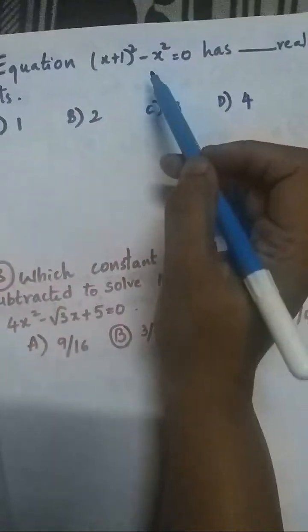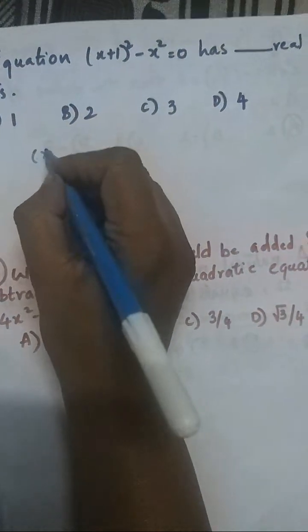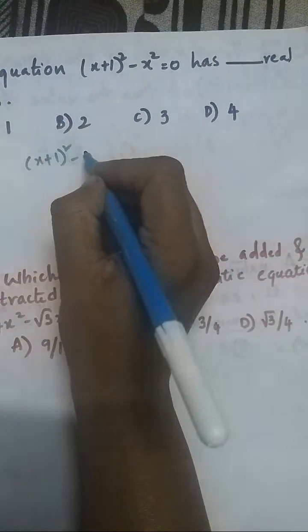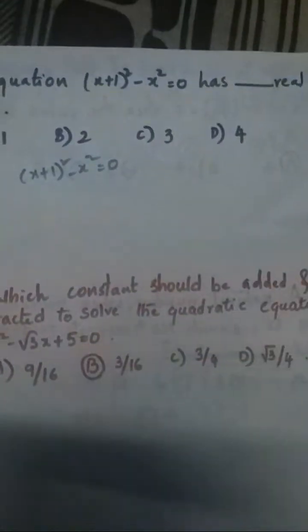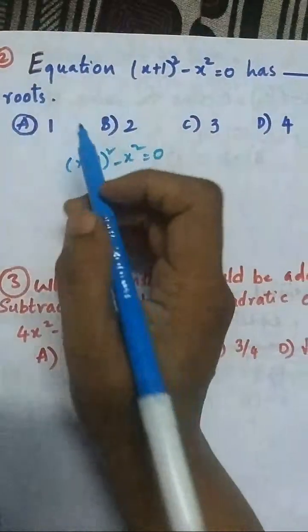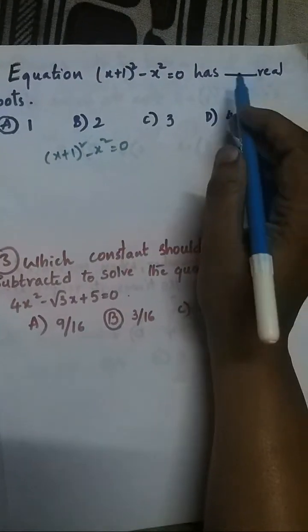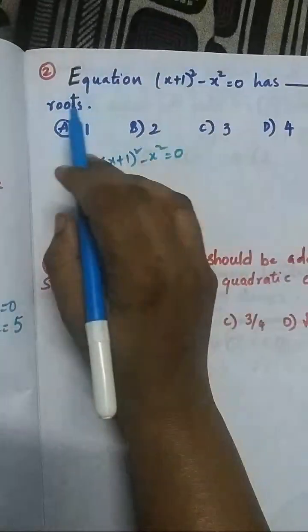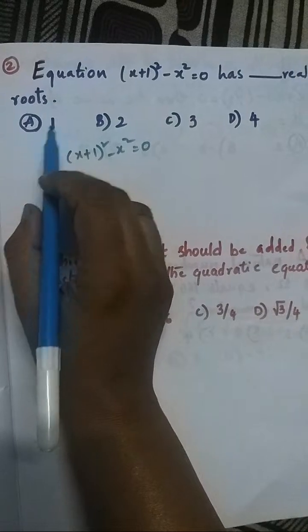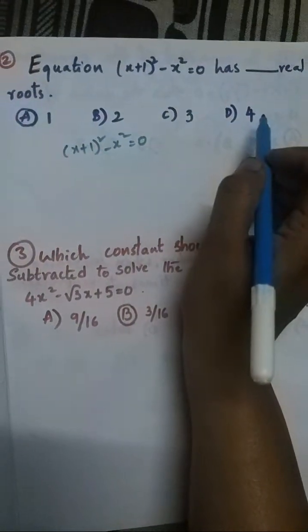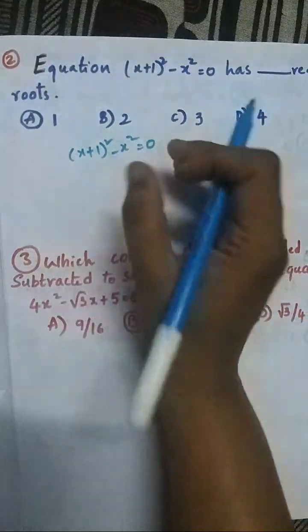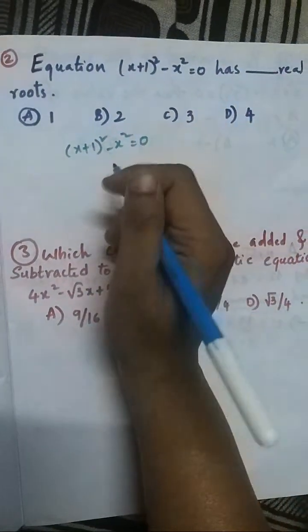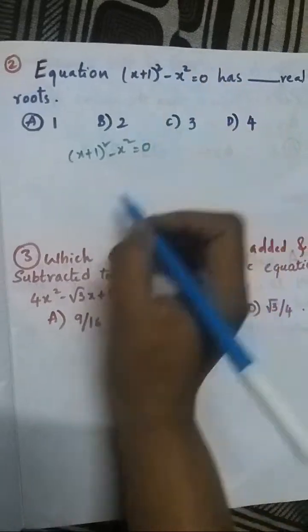Now the equation here is x plus 1, whole square, minus x square is equal to 0. What is the question here? How many real roots does it have? Options 1, 2, 3, 4 are given. So we have to find how many real roots, meaning positive real roots. Okay, now solve this given equation.